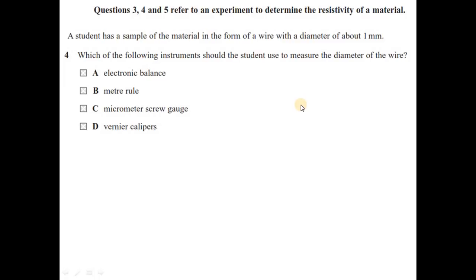Question number 4. Same question setup. Which of the following instruments should the student use to measure the diameter of the wire? Typical situation, typical question. The diameter of a wire is always measured using a micrometer screw gauge. The best option is the micrometer screw gauge.